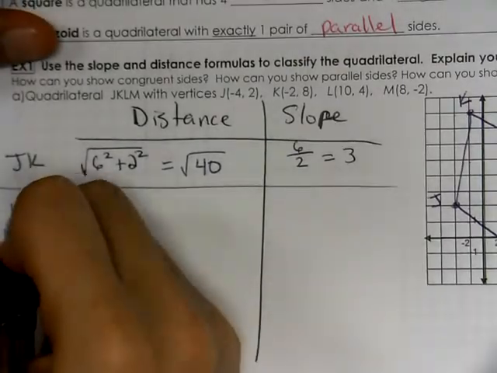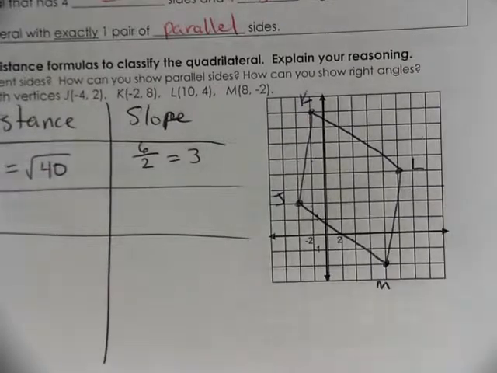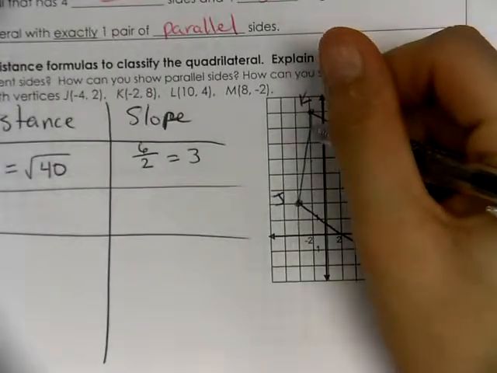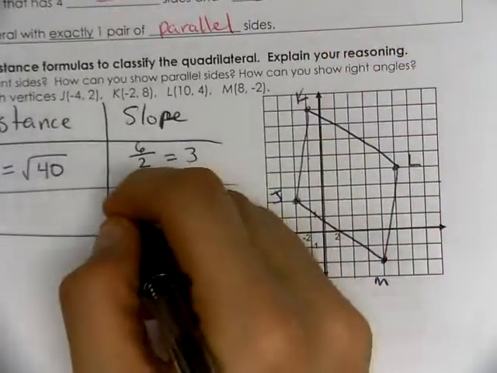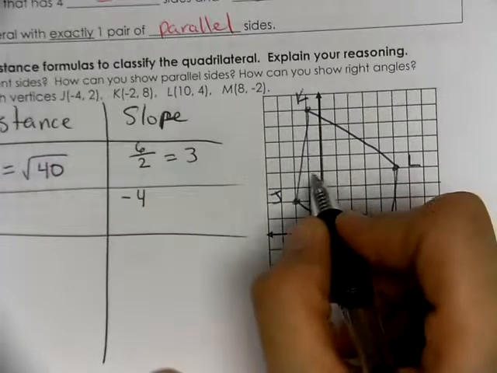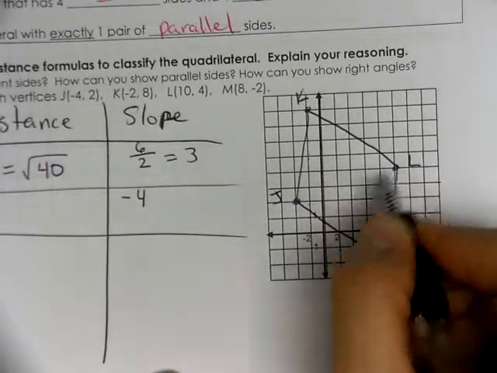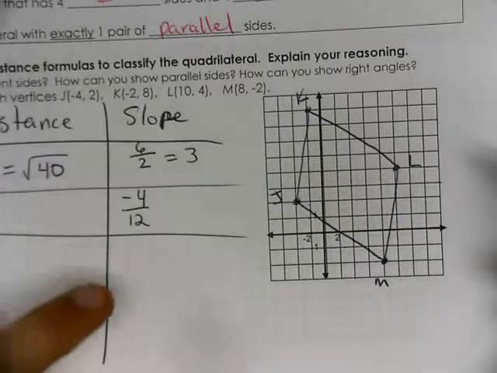Now I'm going to look from K to L. So do slope first. So rise over run. So from K to L, I go down 1, 2, 3, 4. So that's -4. I go to the right 2, 4, 6, 8, 10, 12. I'm counting by 2s because my scale is by 2. What is this reduced to?